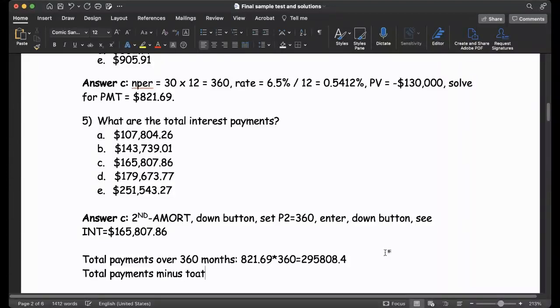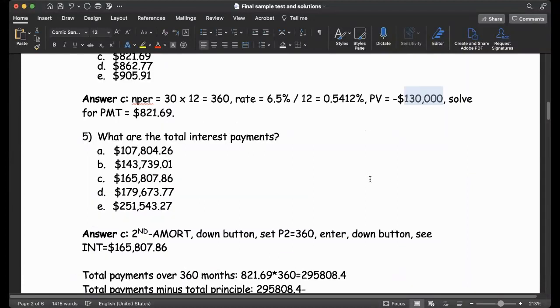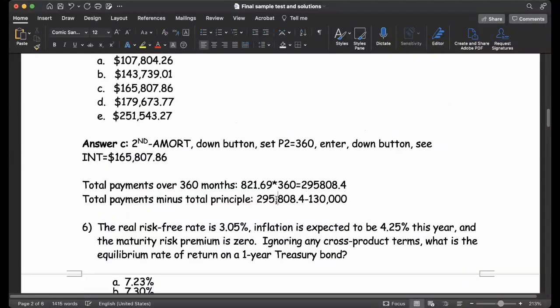So if I use this number, total payments minus total principal, it will be 295,808.4 minus our principal, which is 130,000. This is the amount of money that we're trying to pay back here. This is the amount we borrowed in the beginning, the beginning principal. So our final total interest payments will be 165,808.4. So it's about this number here.